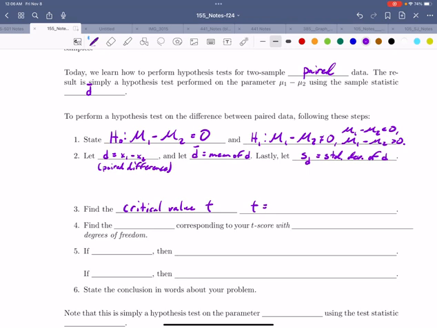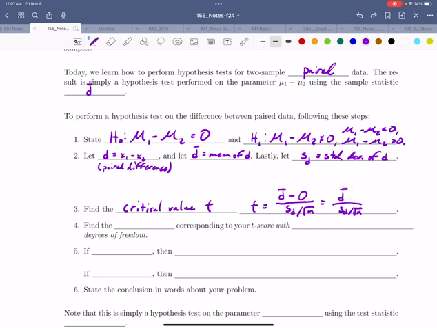Remember we had that big square root of the blah, blah, blah? Here, it's just going to be D bar minus our hypothesized difference, which is going to be 0, divided by the standard error, S sub D divided by root n. That's it. So really, you could say it's just D bar over the standard error. At this point, we're just doing a one sample t-test on this.